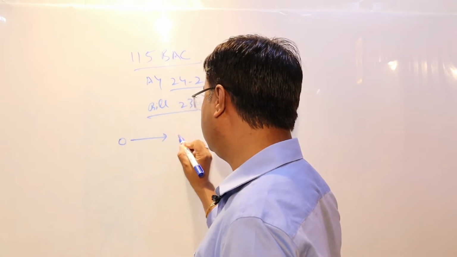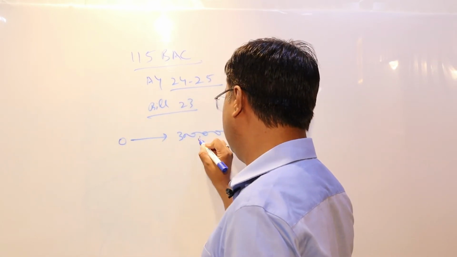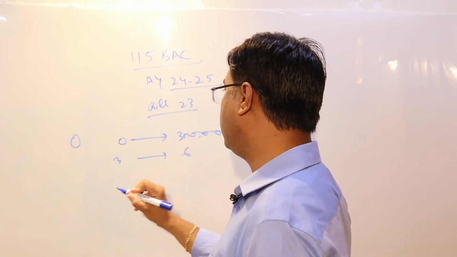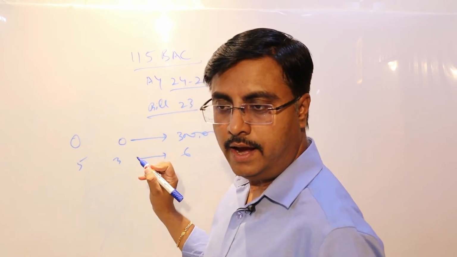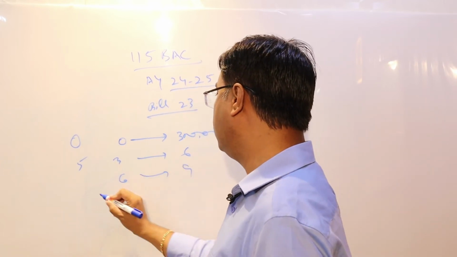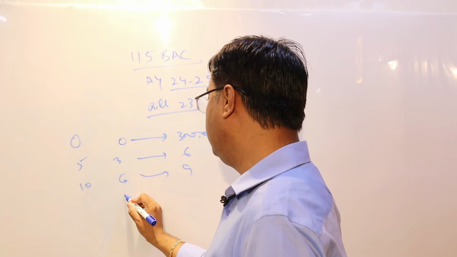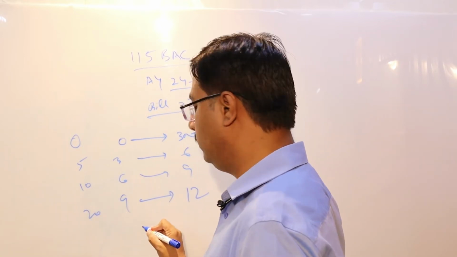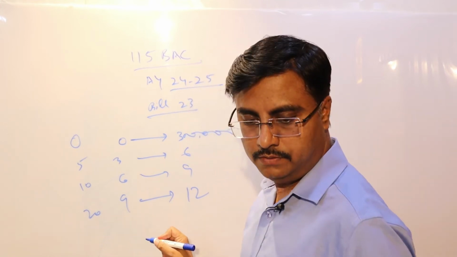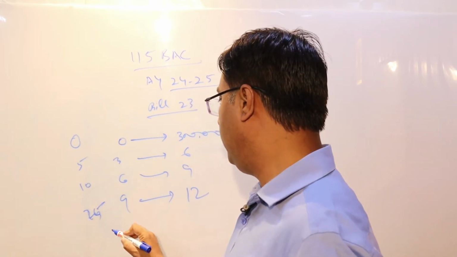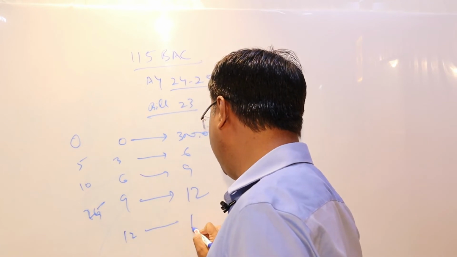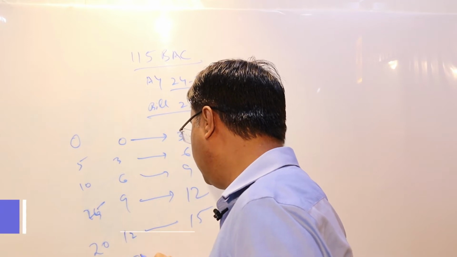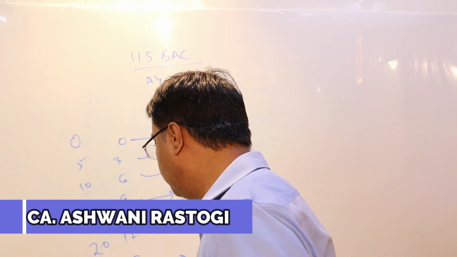So 0 to 3 lakh, the tax is 0. 3 lakh to 6 lakh, tax is 5%. And 6 lakh to 9 lakh, tax rate is 10%. 9 lakh to 12 lakh, tax rate is 15%. And 12 lakh to 15 lakh, tax rate is 20%. Above 15 lakh, tax rate is 30%.